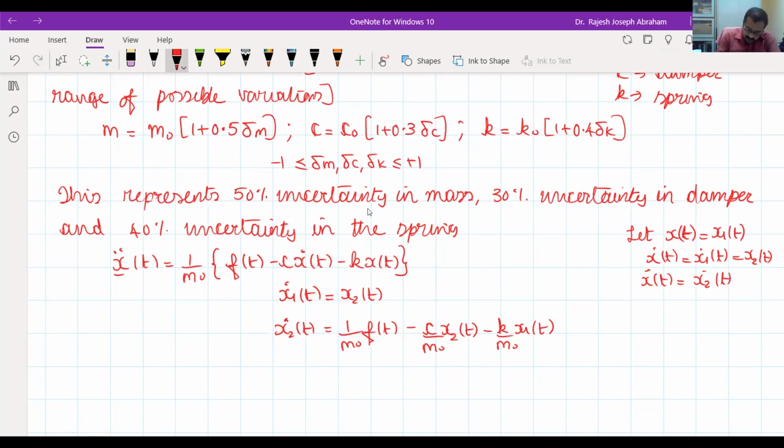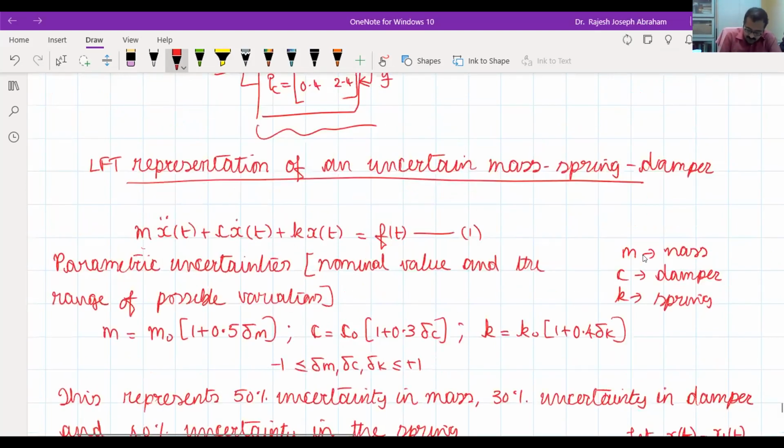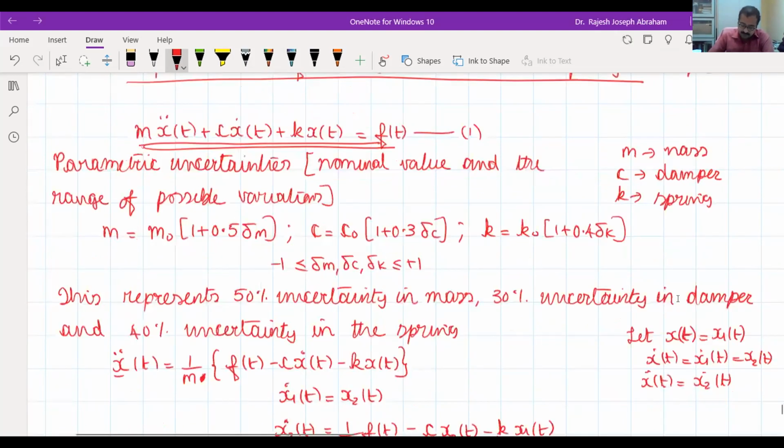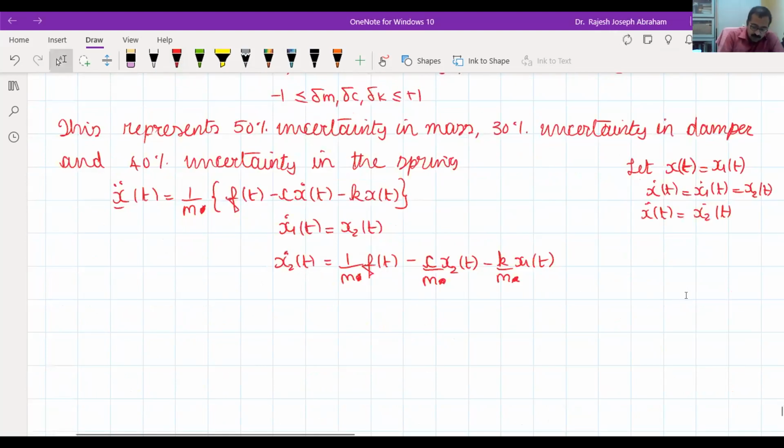Oh, not m naught, right? This is m. It's a mistake here. It's m, because this is the expression m x double dot plus c x dot plus k x equal to f of t. So x double dot will be 1 by m into f of t minus k x of t minus c x dot of t. It is m only, so we rub it out.